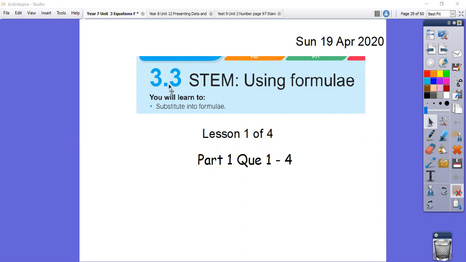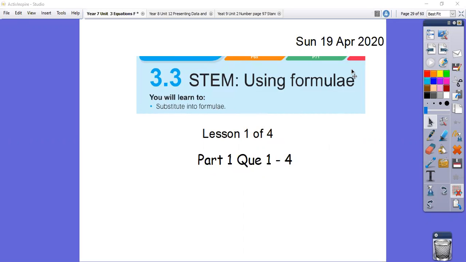We're now going to move on to 3.3 STEM, which is to do with science, technology, engineering, and maths. It's looking at using formulae. The learning intention is to substitute into formulae. So this is lesson 1 of 4, part 1, looking at questions 1 to 4.